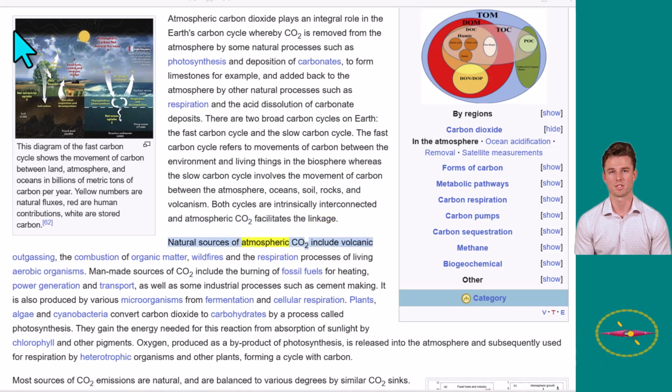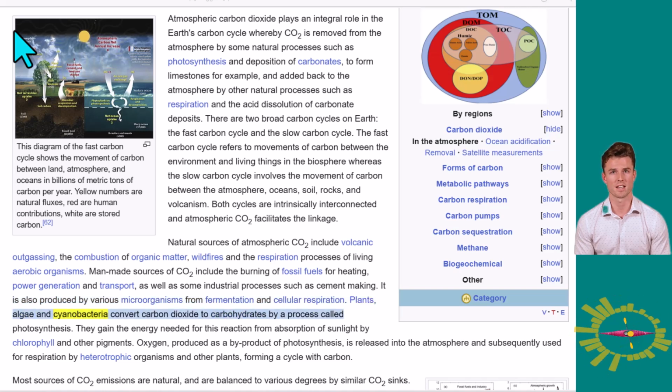Natural sources of atmospheric CO2 include volcanic outgassing, the combustion of organic matter, wildfires, and the respiration processes of living aerobic organisms. Man-made sources of CO2 include the burning of fossil fuels for heating, power generation, and transport, as well as some industrial processes such as cement making. It is also produced by various microorganisms from fermentation and cellular respiration.